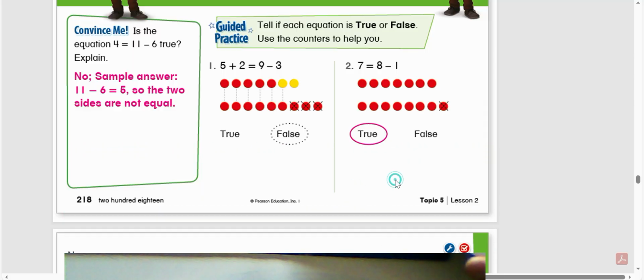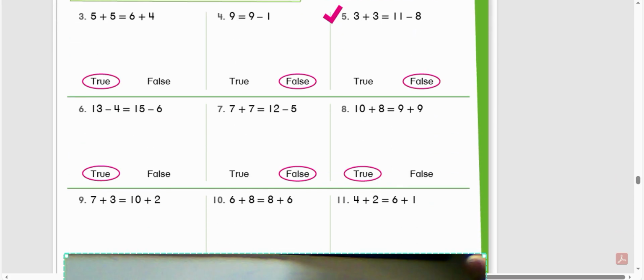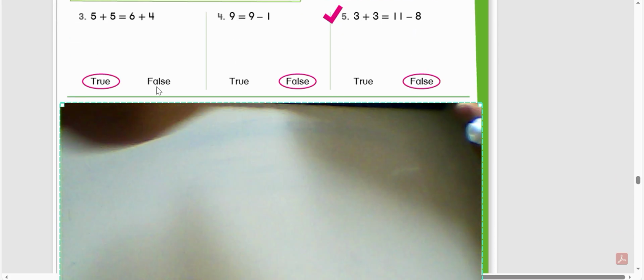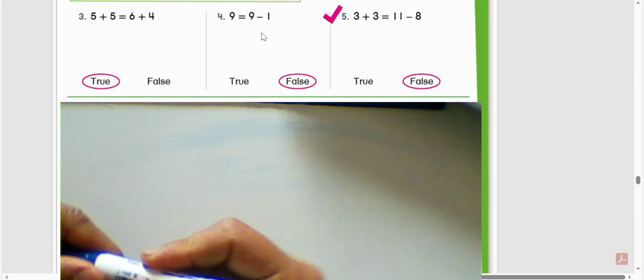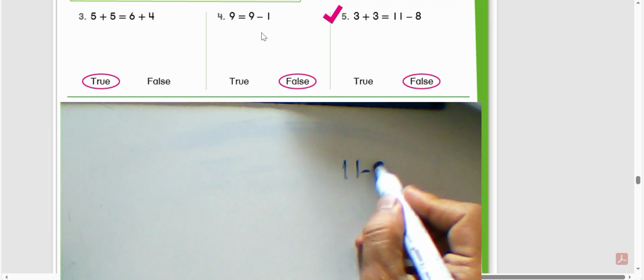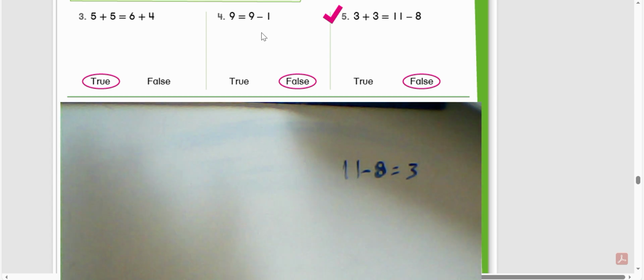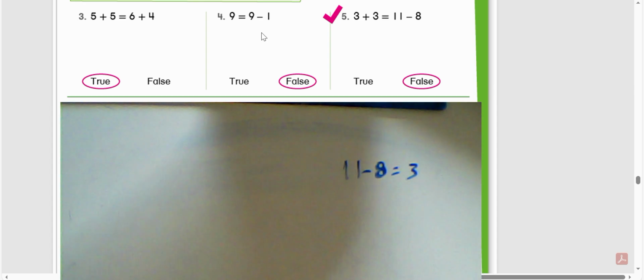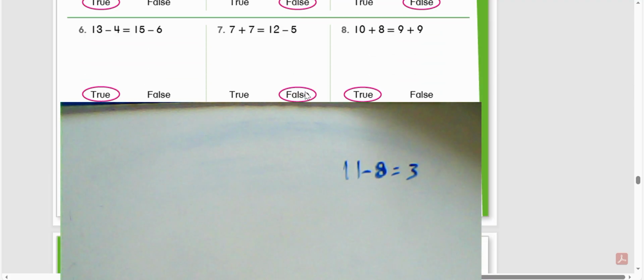Next question. Check the answer true or false like this. 5 plus 5 equals 10. 6 plus 4 equals 10. It's true. 9 equals 9 minus 1? No, false, because 9 minus 1 equals 8. 3 plus 3 equals 6. And 11 minus 8, just after 8, 9, 10, 11. 11 minus 8 equals 3. Then it's false, not correct. It's not correct, okay?